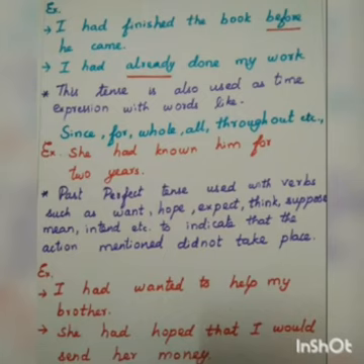She had hoped that I would send her money. But actually, I didn't send money. Money was not sent. We can say that it was an unfulfilled hope. So, these words actually indicate that the action did not take place. So, these are the facts and uses of past perfect tense.